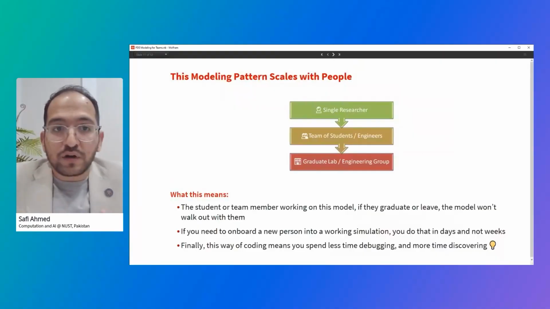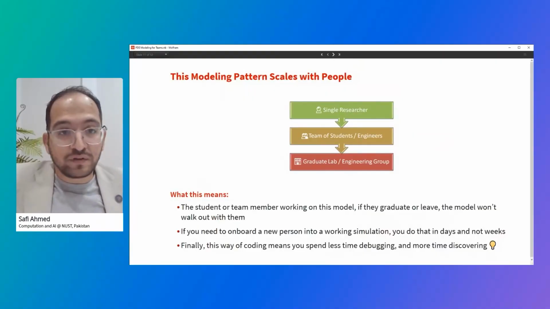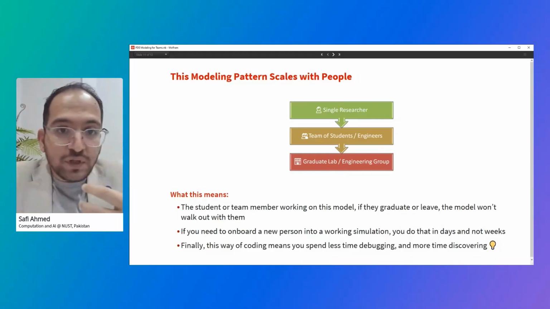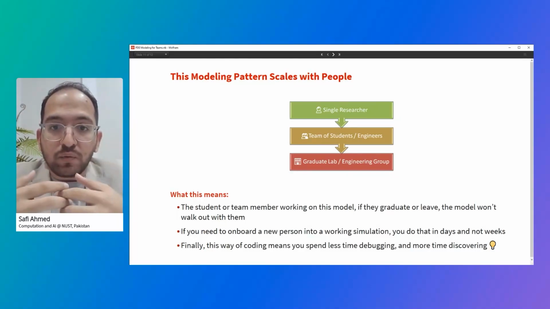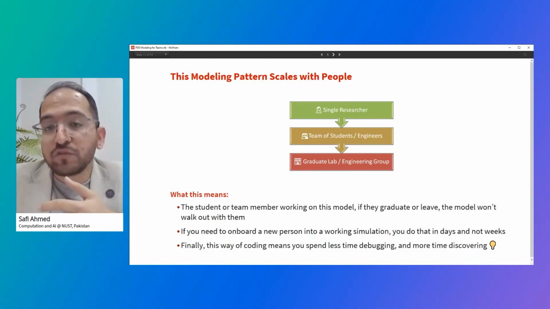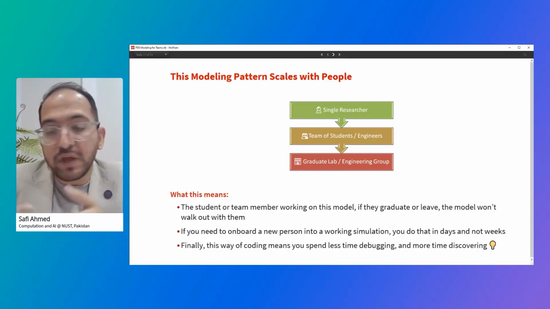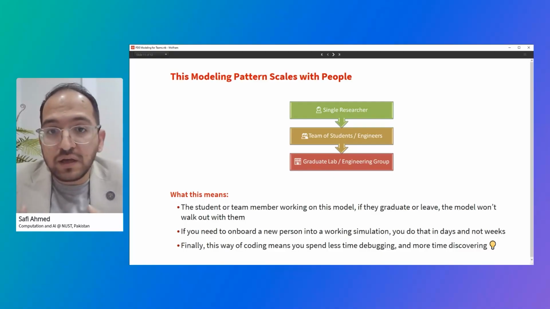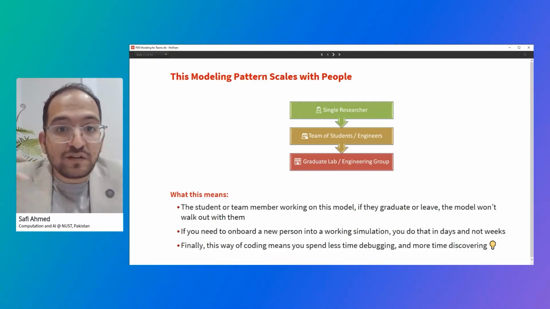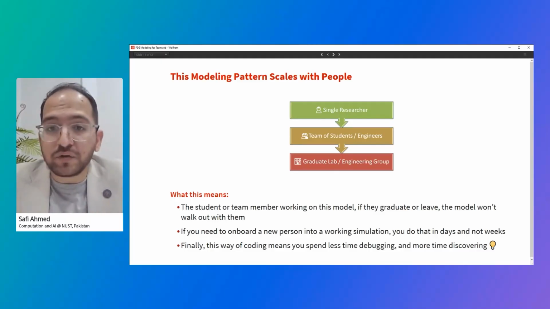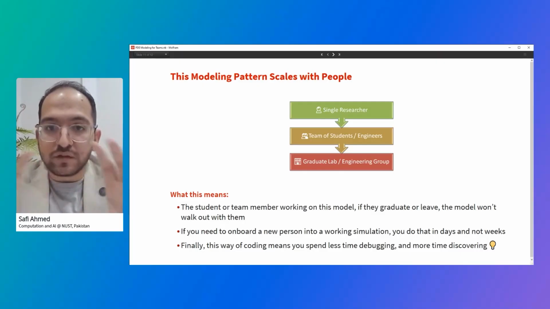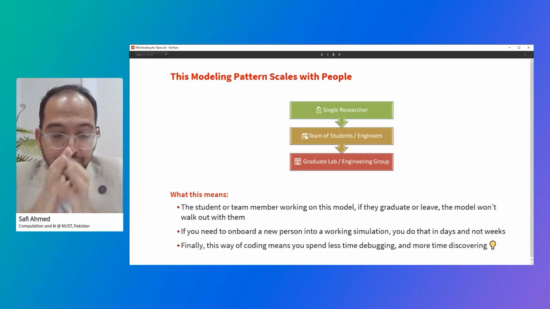This kind of modeling pattern scales really well with your team or your people. For instance, if you are a researcher working on a simulation and you want to share your code with non-specialist team members who may not know much about coding or Mathematica, this coding approach is very easy to share. Or if you are in a graduate lab or an engineering group, it becomes a lot easier if you have written your code in this modular way.